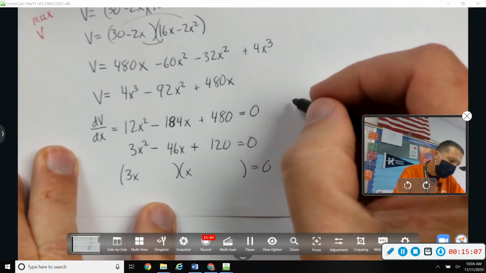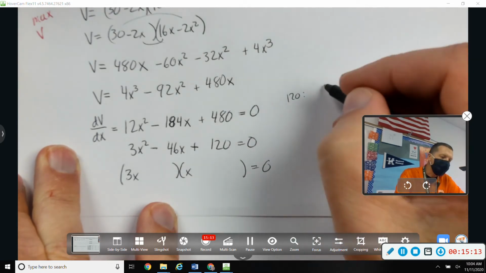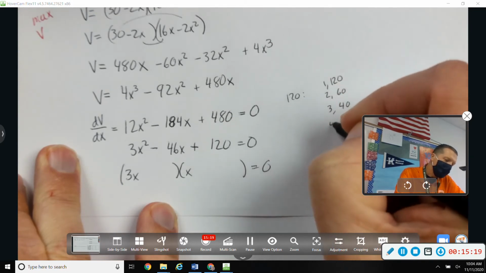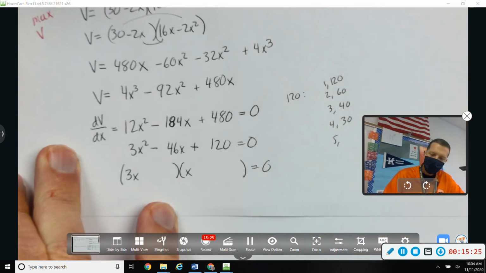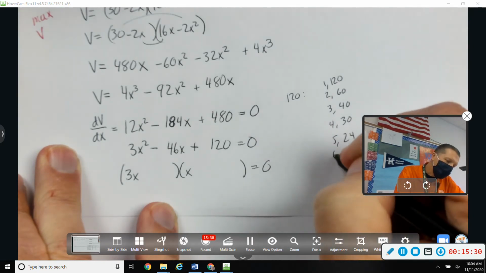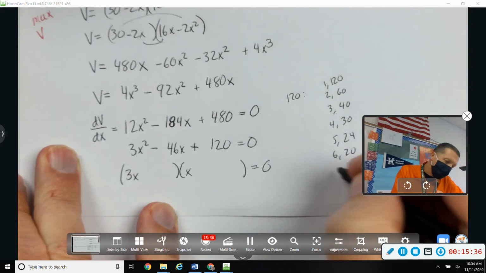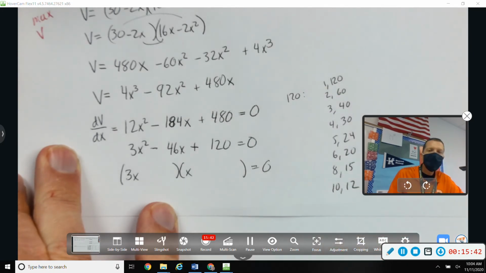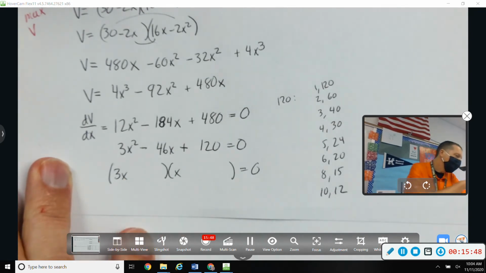Factors of 120. Let's see. Usually it's the middle factors. It's rarely the extreme factors of 1 and 120, 2 and 60, 3 and 40, 4 and 30, 5 and 24, 6 and 20. 7 probably doesn't work. 8 works. 9 probably doesn't work. 10 works. We got all sorts of options here. Plus we have to pair it with the 3, or one of them with the 3.